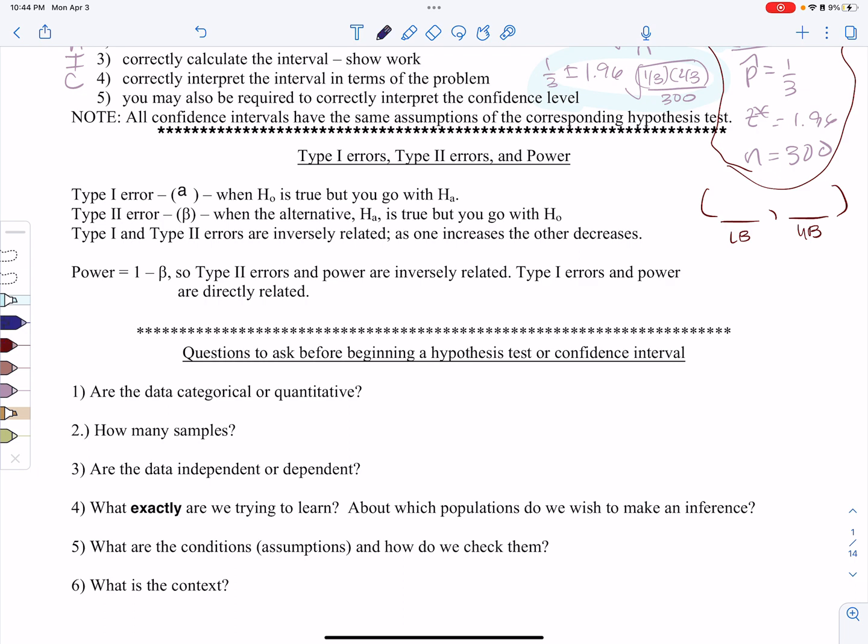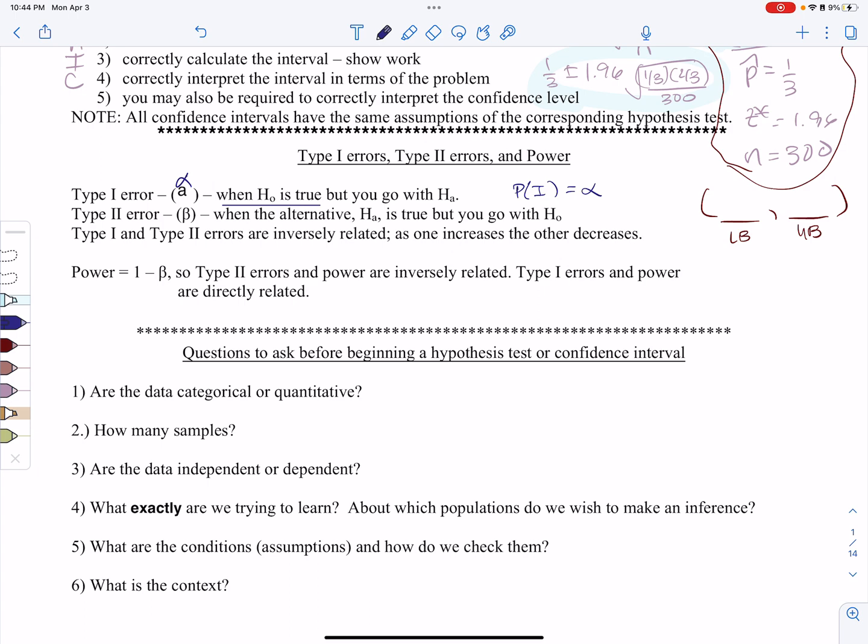A type 1 error is alpha, and alpha is, of course, the significance level that we have been using to reject or fail to reject H0. But a type 1 error is when H0 is true, but you go ahead with Ha. So you've rejected H0 and you shouldn't have, and the probability of a type 1 error is alpha. The probability of a type 1 error is alpha because that is the percentage of times that we will actually reject.